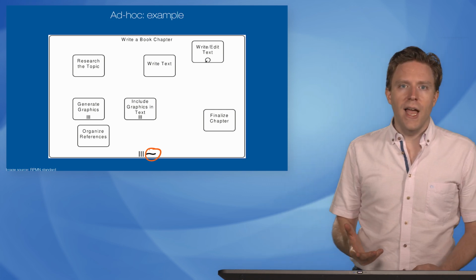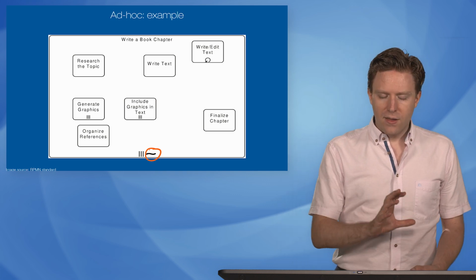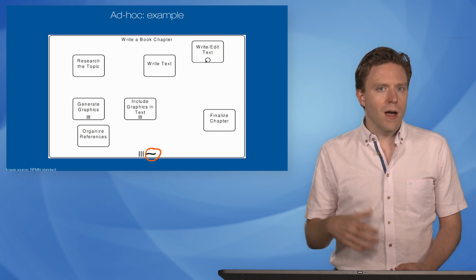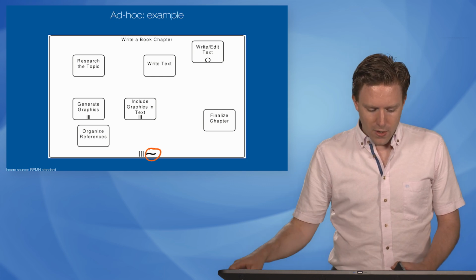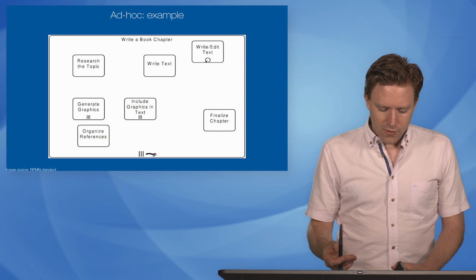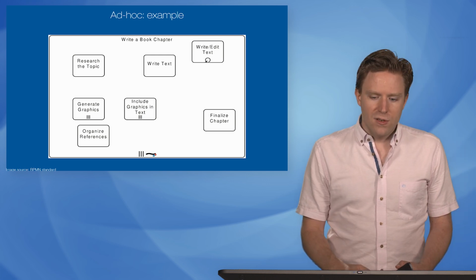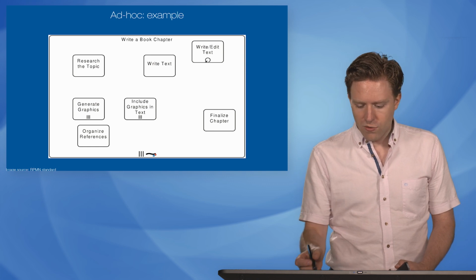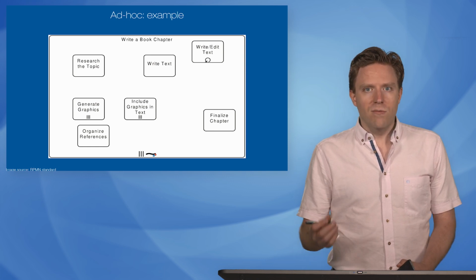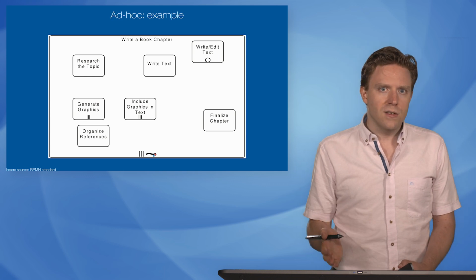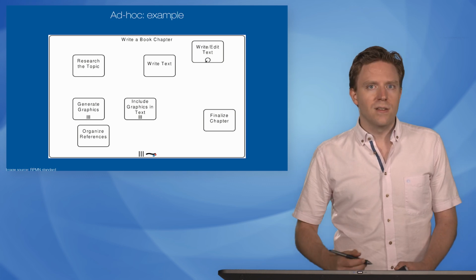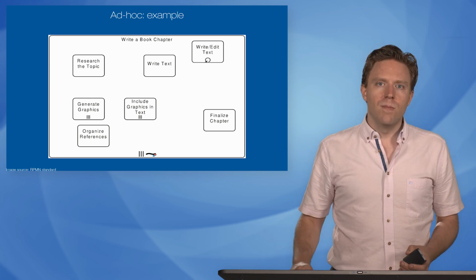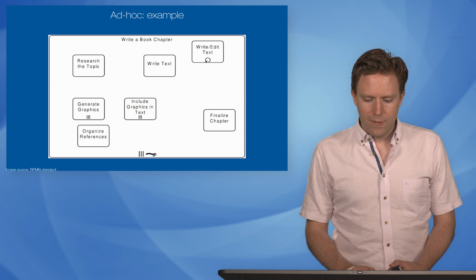So that's why we use this ad hoc marker. That tells us that anything within this subprocess can be executed at will. So I can start with organized references. Then halfway doing that, I can go to finalize the chapter, and then realize, oh, I'm not done yet. I need to go back to write text and go with that. So all of that is captured here. It allows for any such behavior.